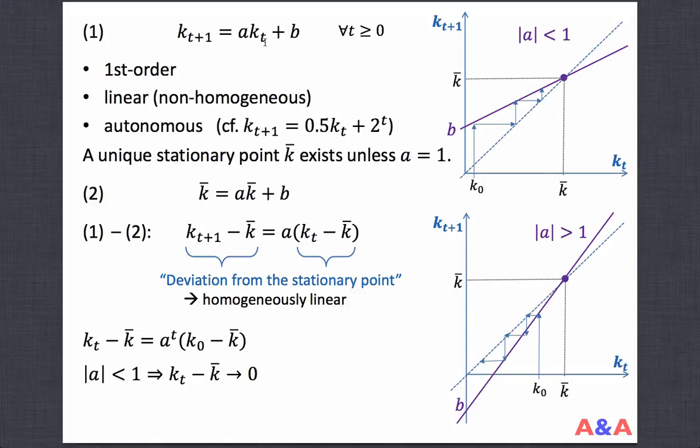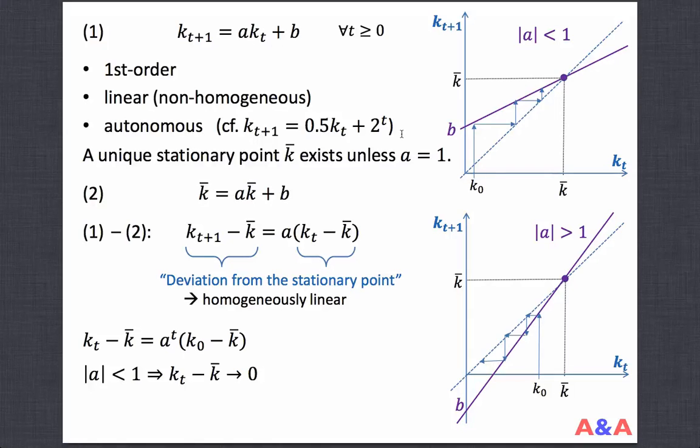There is no k_t squared or log of k_t. It is not homogeneous due to this constant term B, but it is linear in the sense that it is affine. Finally, this system is autonomous in the sense that the rules of transition do not depend on calendar time t, because both A and B are constant.